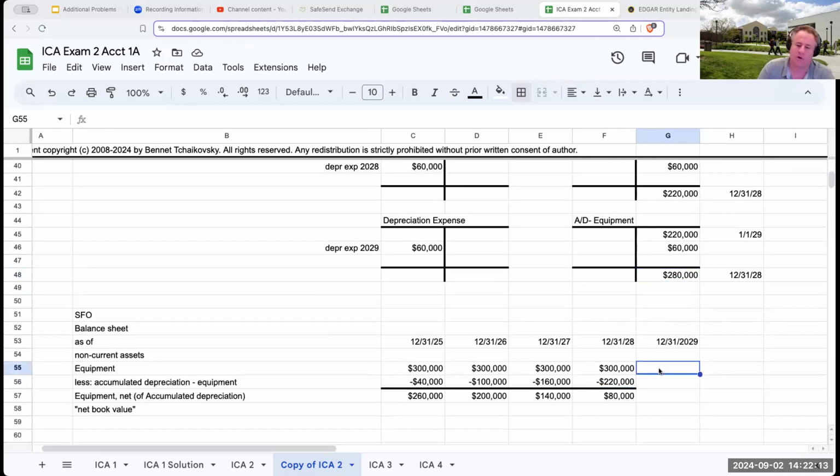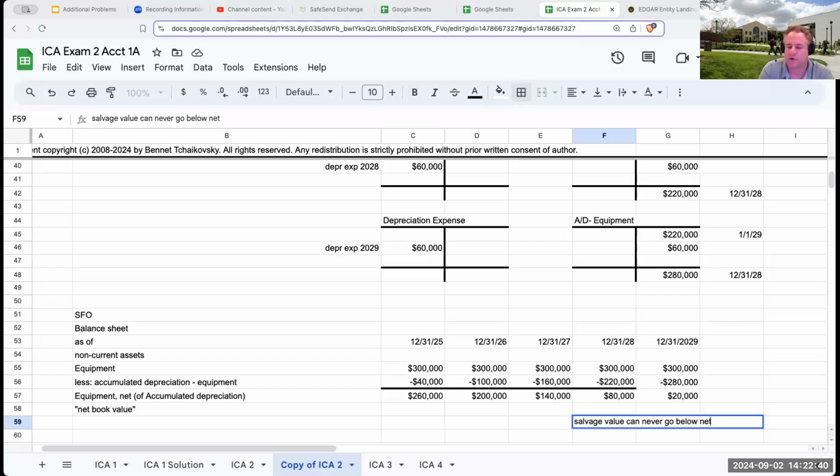Now, here's the problem. I have a rule when I'm going through and recording depreciation expense. I cannot over depreciate an asset. What does that mean? It means that I cannot go below salvage value. Net book value can never go below salvage value. Better way to put it.